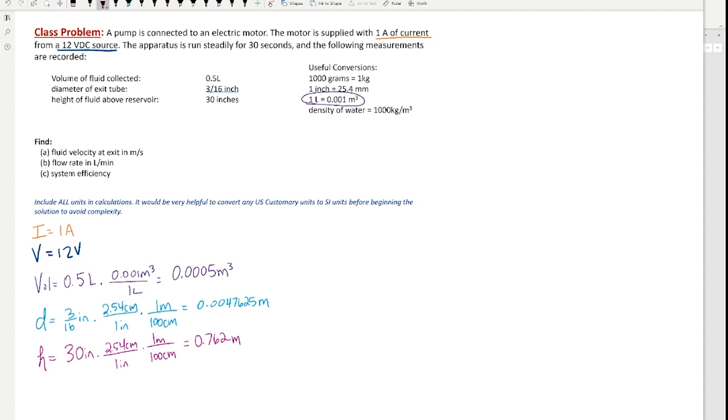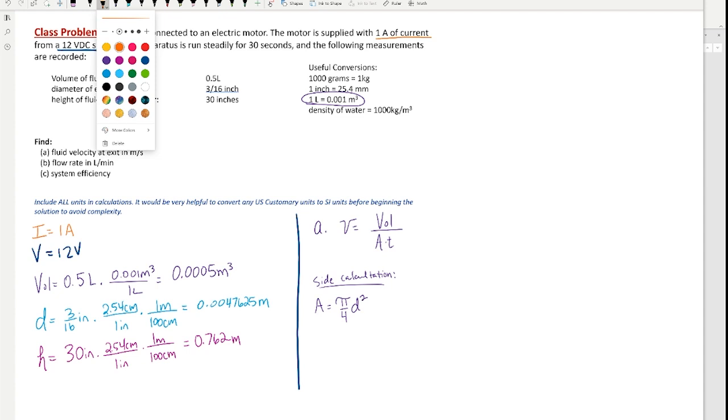So the first thing we're asked to find is the fluid velocity at the exit in meters per second. So I'm going to do part A, and I know that velocity is equal to volume over area times time. Now I don't have the area, so I'm going to have to do a side calculation in order to find area. So my area is equal to pi over 4 diameter squared.